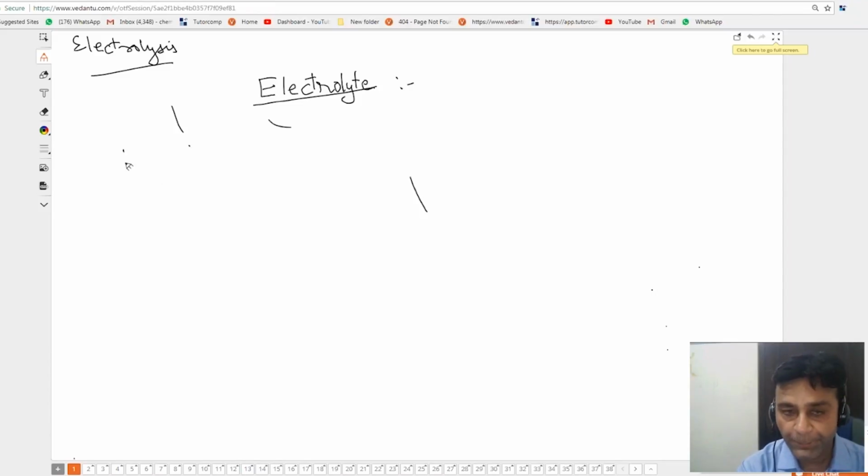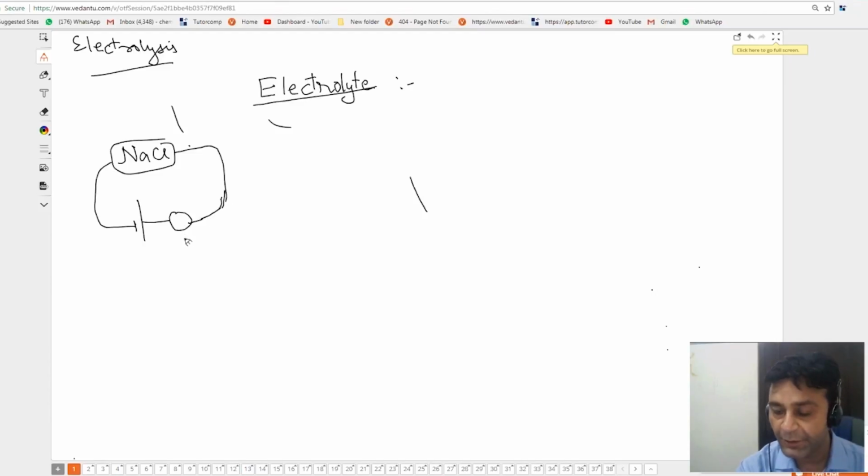So suppose I have an example of sodium chloride and I connect it with a battery, right? And here I put an instrument that can measure the conductance. Let it be a voltmeter or a galvanometer or an ammeter or even simply an LED, whatever can measure the conductance. This sodium chloride does not show any conductance.